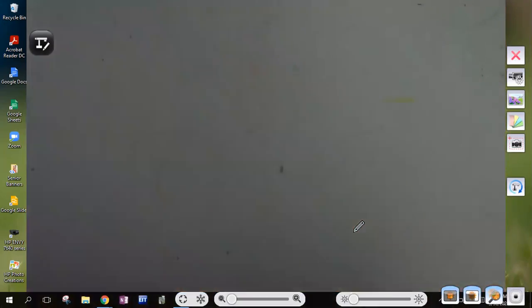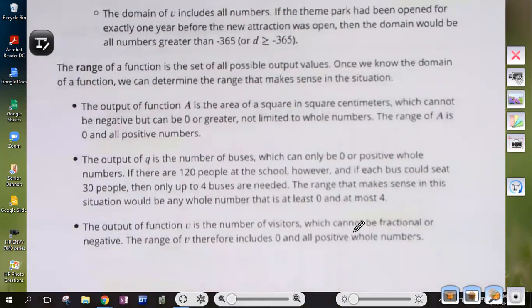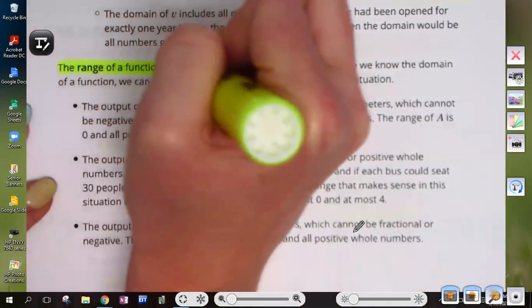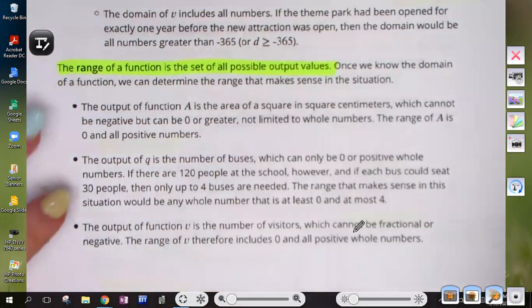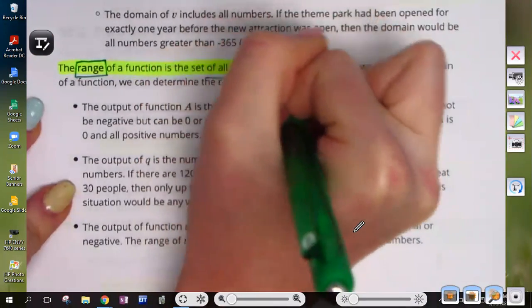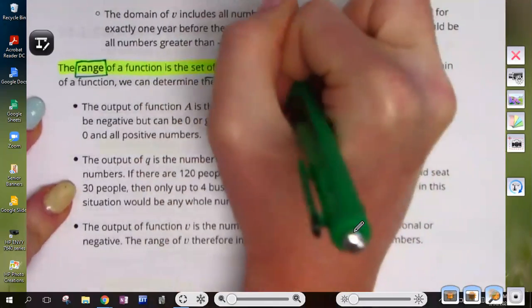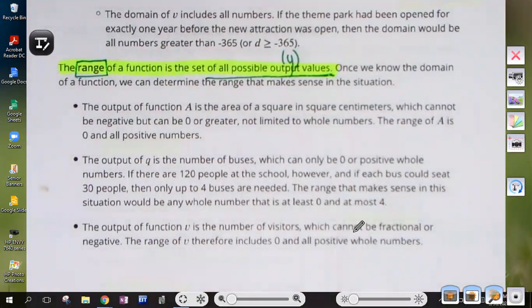Okay, turn the page. Next, down here where it talks about the range, after that second bullet point, the range of a function is the set of all possible output values. Okay, so range is all possible output values, or the y values. Okay, so that is not a hard concept, but it's easy to forget. Okay, which one is domain, which one is range? So we're going to practice it.